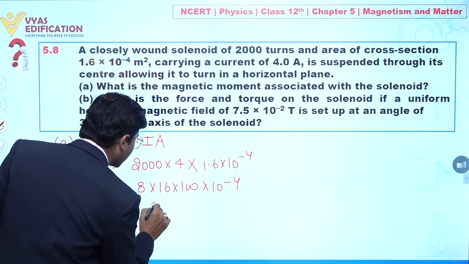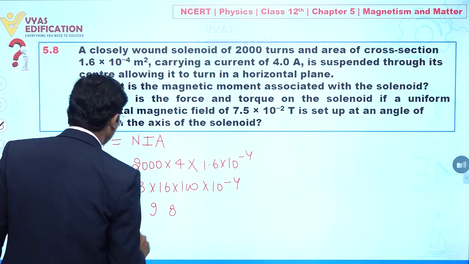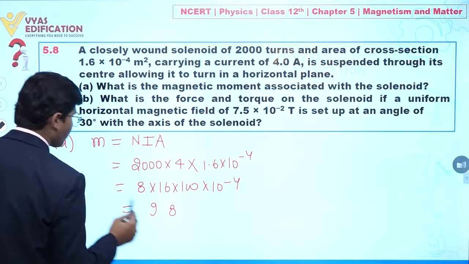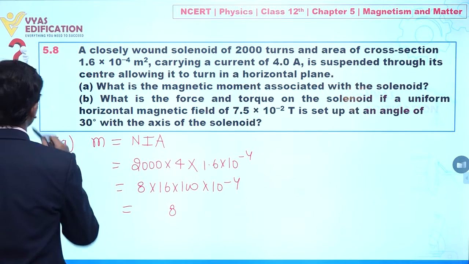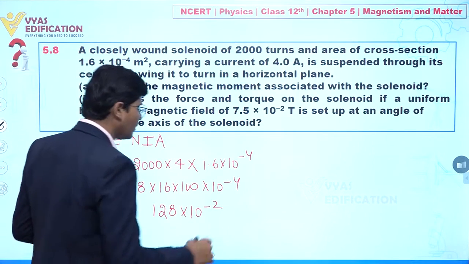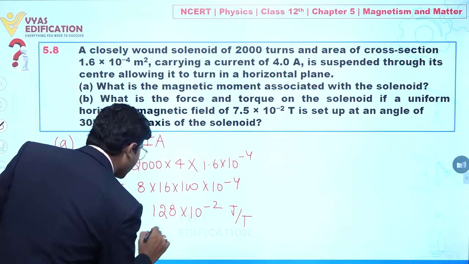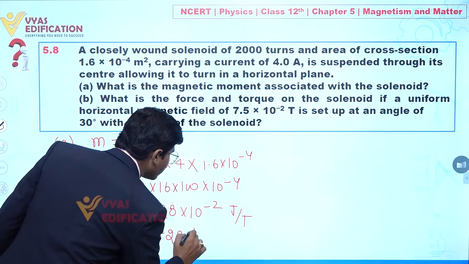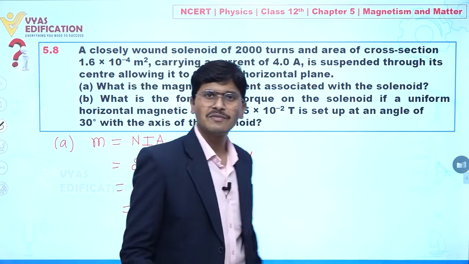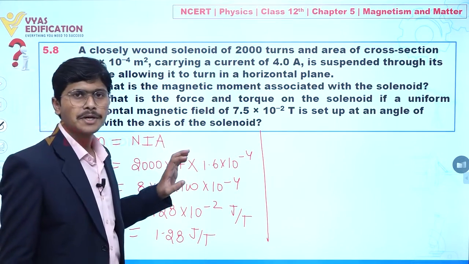So from here you can write like this, we have 8, we have 4, so 128. So from here we can write this is 128 into 10 to the power minus 2, and this value we are getting in joule per Tesla, clear. So from here I can write this is 1.28 joule per Tesla, clear to everyone. So this is all about part number A, magnetic moment, clear.